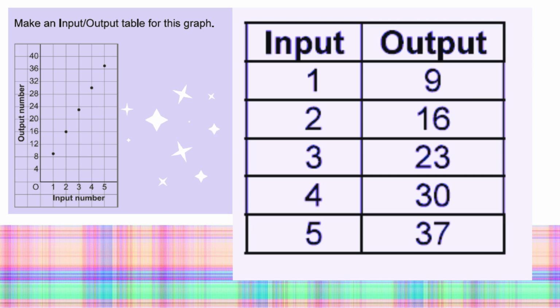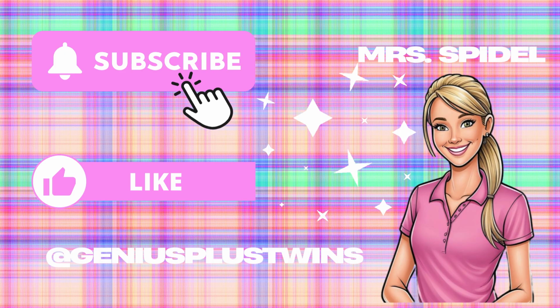Each of these ordered pairs represents a point on our graph and helps us see the relationship between inputs and outputs. That's all for now.